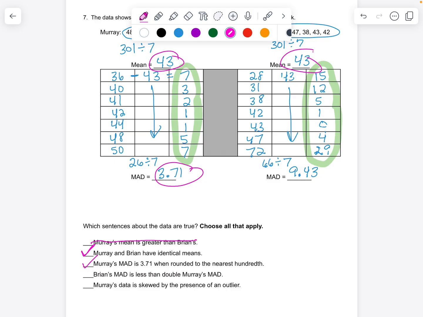On to the next statement, Brian's MAD is less than double Murray's MAD. This is not true because if I doubled Murray's MAD, I wouldn't get that. And last but not least, Murray's data is skewed by the presence of an outlier. So when I look at Murray's numbers, they're pretty close together. They are not skewed. However, if it would have said that Brian's is skewed, I would say yes, because Brian has a 72. That does not fit in there at all. So Murray's data is not skewed, but Brian's is skewed. So therefore, I did not select that as my answer.